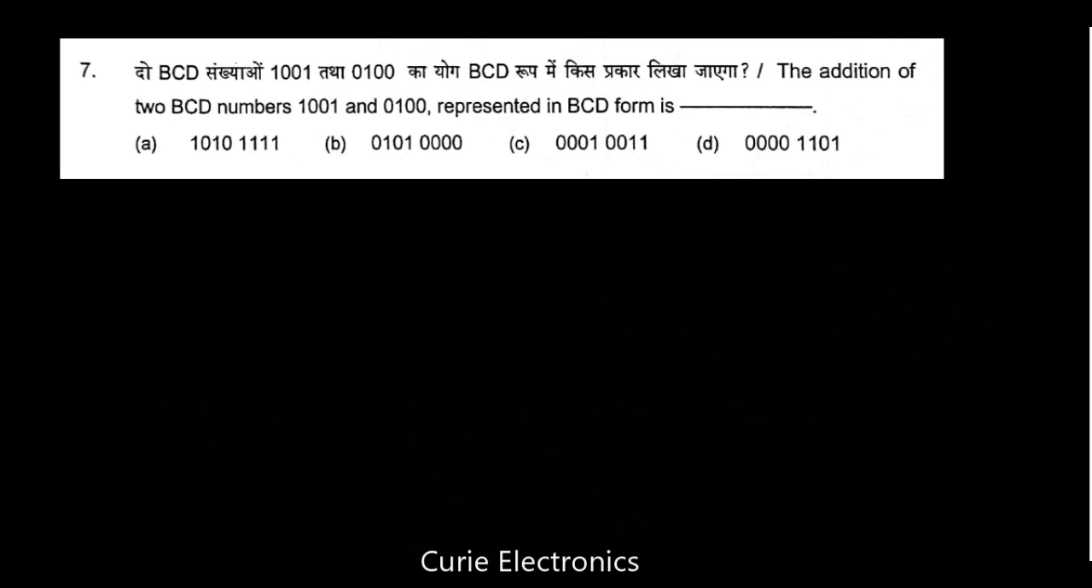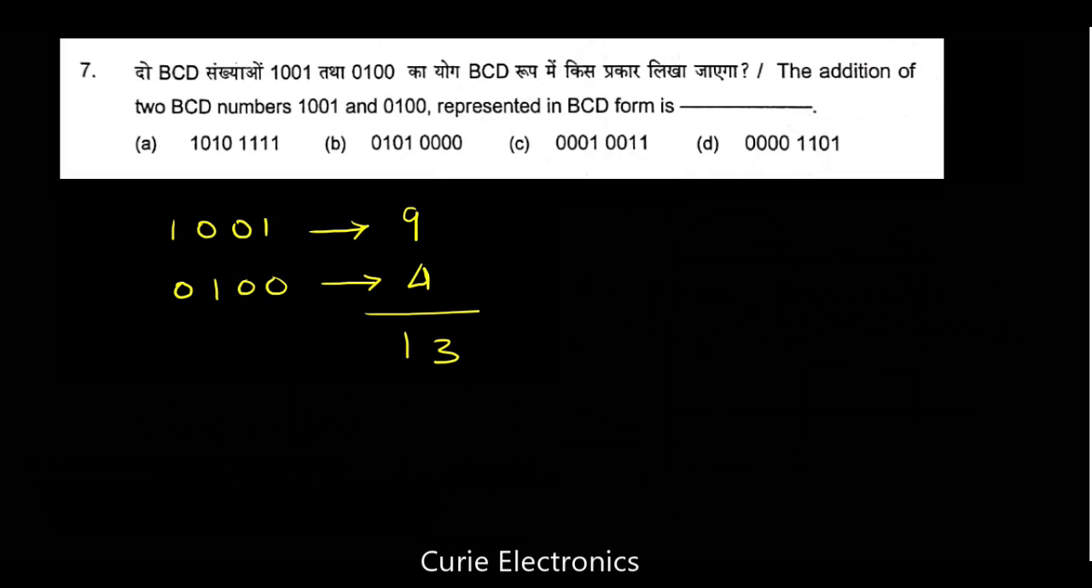The addition of 2 BCD numbers 1001 and 0100 represented in BCD form. That means the sum we have to show in BCD form. What are the numbers? That is 1001. In BCD, this is 9. And what is the other number? 0100. This is 4. If we add these two numbers, what do we get? We get 13.